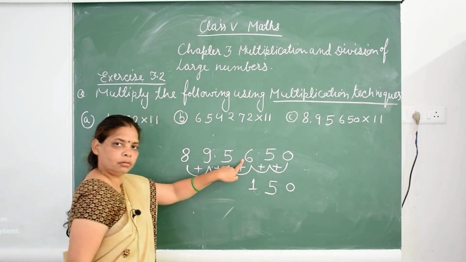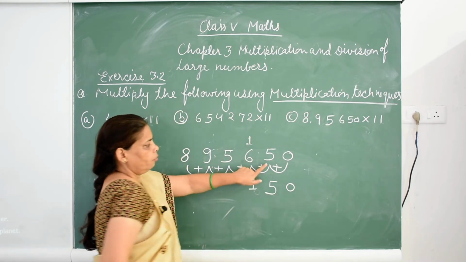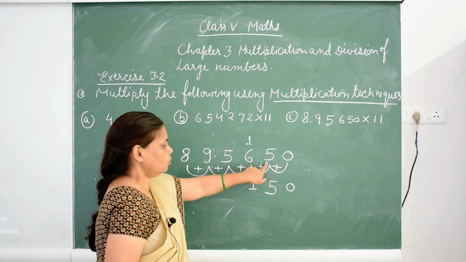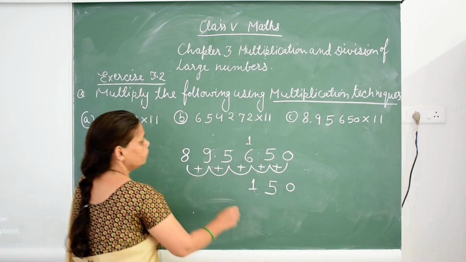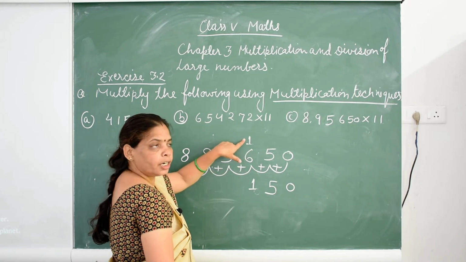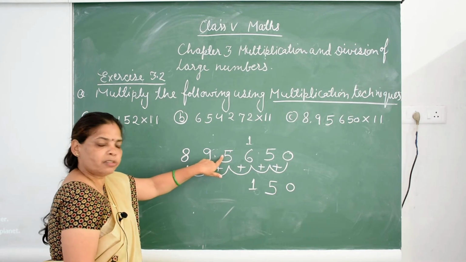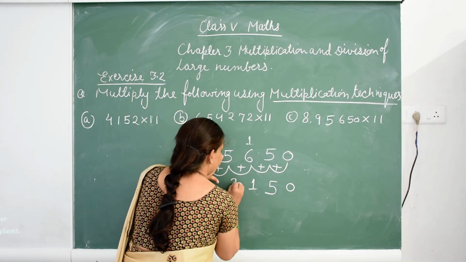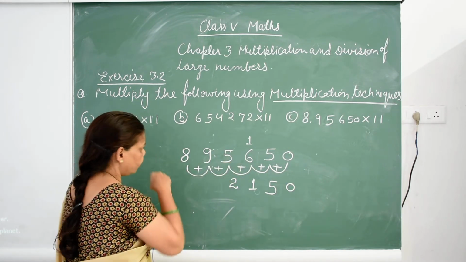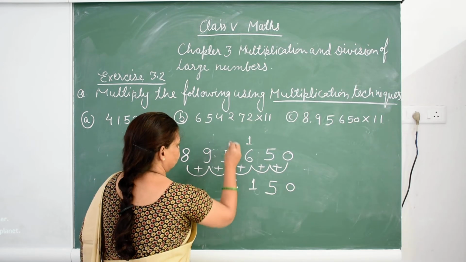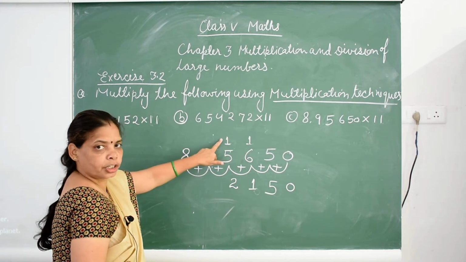So where do we write the carry? At the place of 6. Whenever we take any number, we have to carry forward to its next digit. Understand? Now 6 plus 1 is equal to 7. 7 plus 5 is equal to 12. Carry forward to the next place. Understand? Now 5 plus 1 is equal to 6.